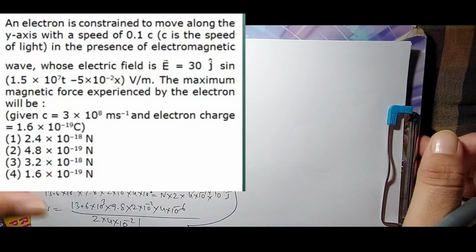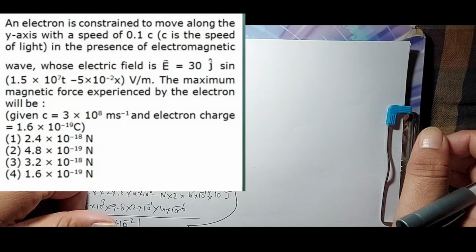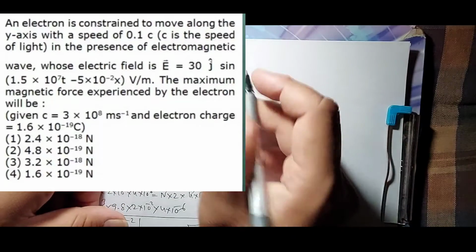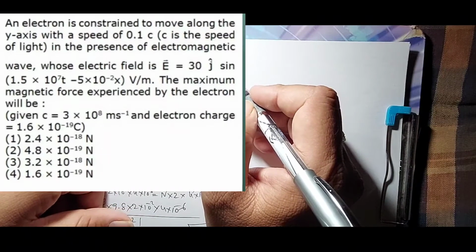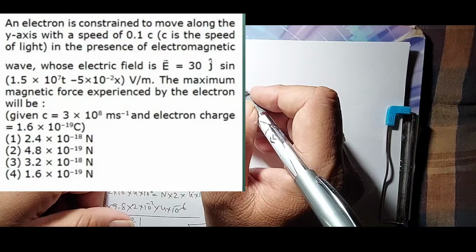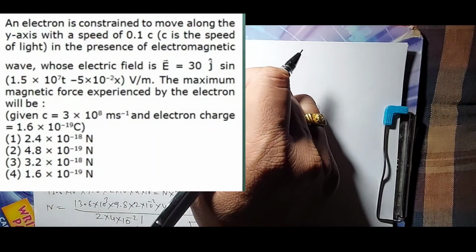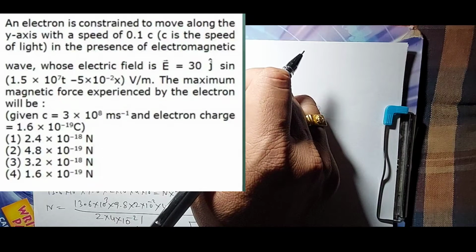So next question: an electron is constrained to move along the y-axis with a speed 0.1 c, where c is the speed of light, in the presence of an electromagnetic wave whose electric field E is equal to 30 j sin (1.5 into 10 square t minus 5 into 10 to the power of minus 2 x) volt per meter. The maximum magnetic force experienced by the electron will be.